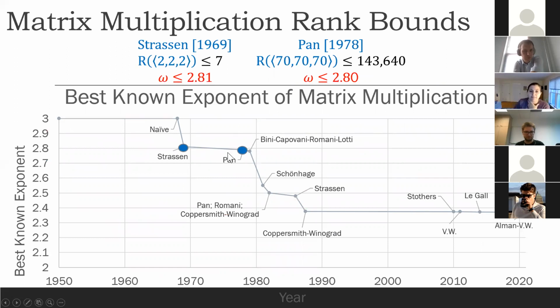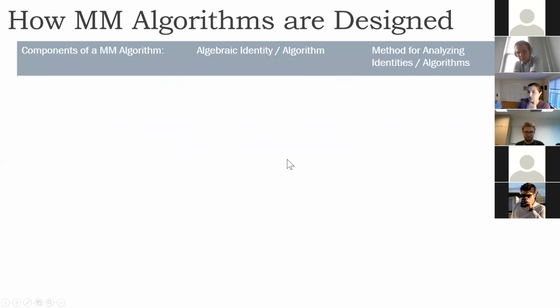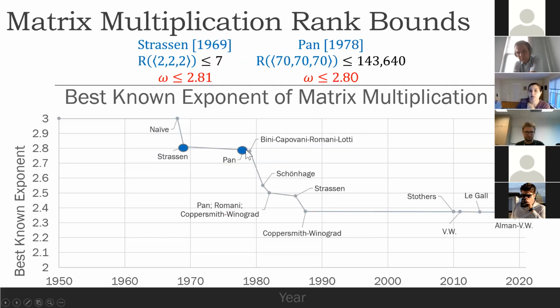But then 70 by 70 looks kind of big, and it became infeasible to think about larger and larger matrices by hand. So what happened after that is, people started looking at indirect approaches. So instead of picking a fixed size matrix multiplication tensor and figuring out what the rank should be, they looked at fixed size other tensors and figured out what their rank should be and related that to matrix multiplication.